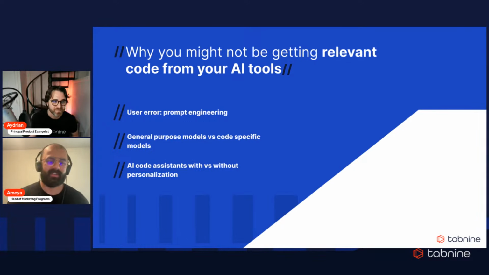Nice. All right, you want to talk about the second reason why you might not be getting relevant code, right? It's general purpose models versus code specific models. And I think part of this is that the large language models behind the majority of AI coding assistants have an inherent limitation, and they're universal models, right? LLMs. They've been trained on vast amounts of data. They contain billions of parameters.